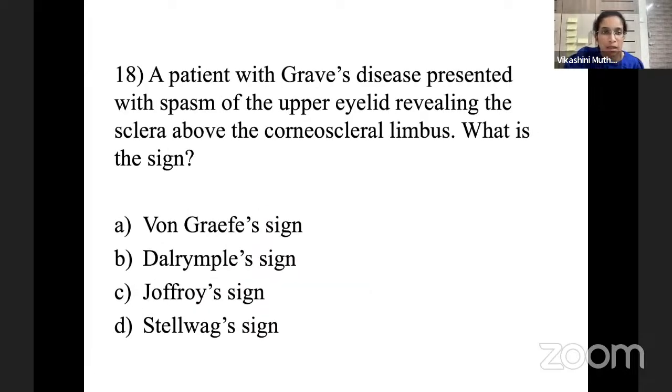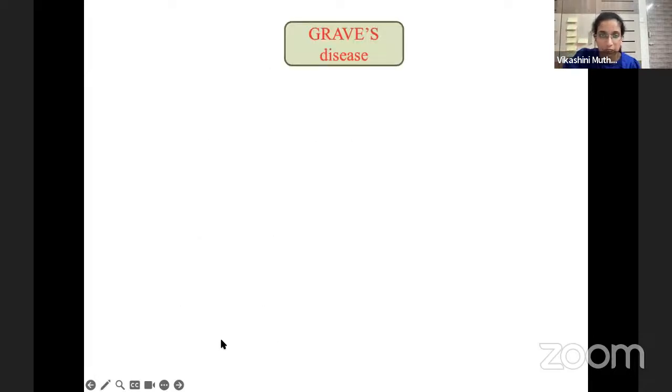Yeah. Next is a patient with Graves' disease presented with spasm of the upper eyelid, revealing the sclera above the corneoscleral limbus. Now, what is this sign? Simple questions. So, von Graefe sign, Dalrymple sign, Joffroy's sign, or Stellwag sign. Spasm of upper eyelid exposing the upper limbus.